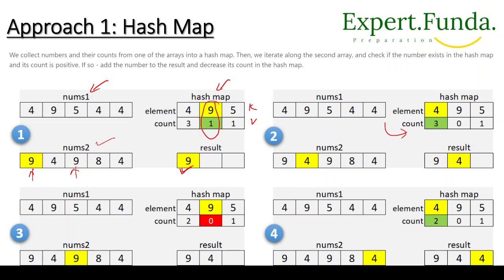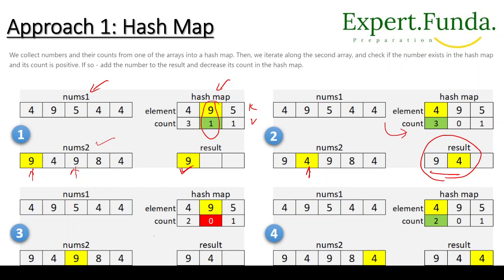Next time we'll check the next element, that is nothing but your 4. So 4 is also in both arrays, right? So we'll add this too. Now your result contains two things, 9 and 4. Next time what will happen, if this data contains like this, right? So the hashmap has 4 2 times, 9 1, 5 1, right?